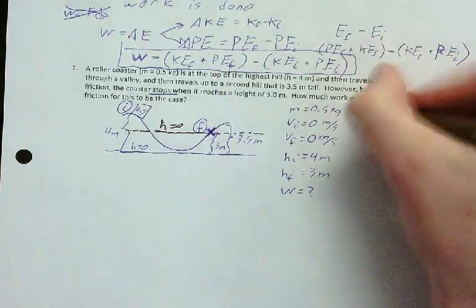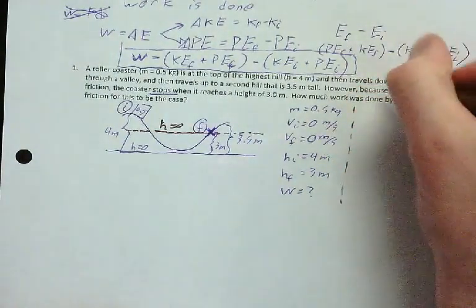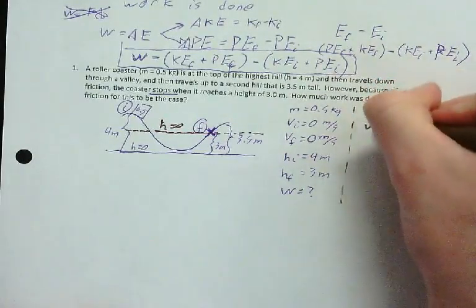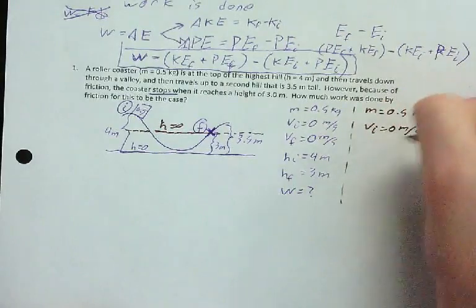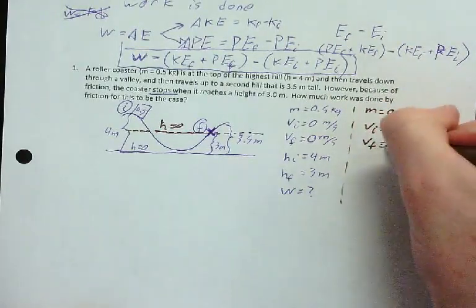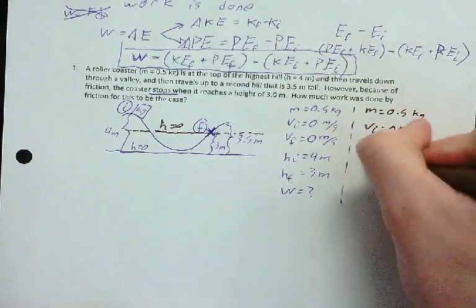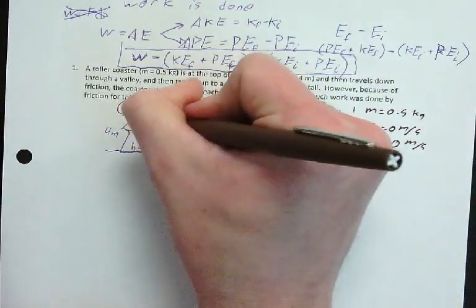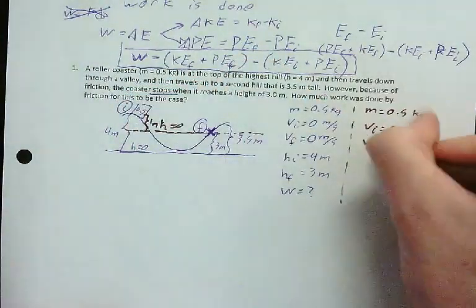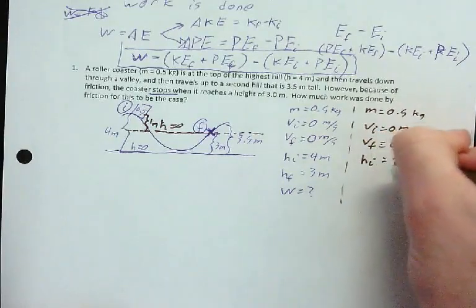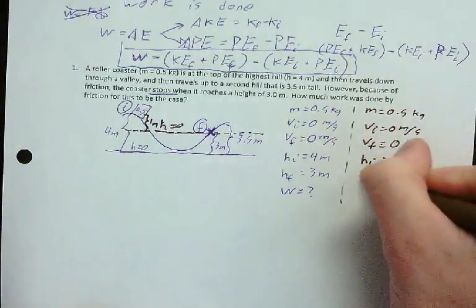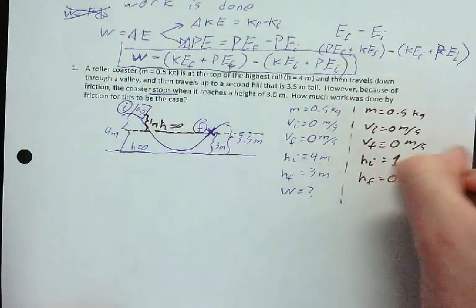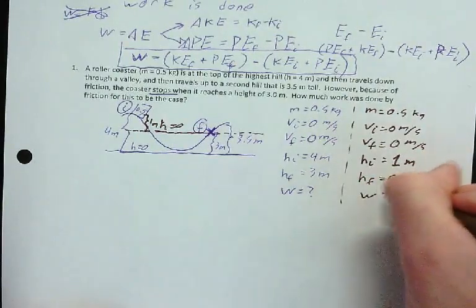If I'm doing it the brown way, I have the same mass, same initial velocity, same final velocity. Now the heights are different. The initial height is not 4 meters above the ground. It's 1 meter above height of 0. So HI is 1, and HF is 0 because that's what I defined it to be. And work is still what I'm solving for.